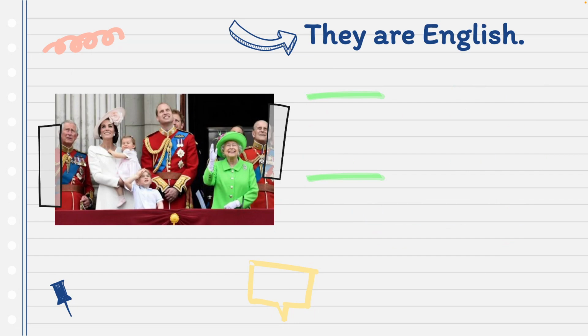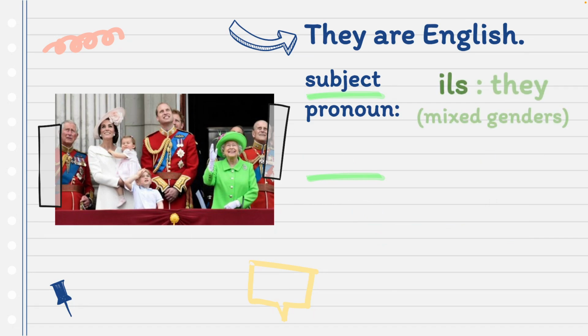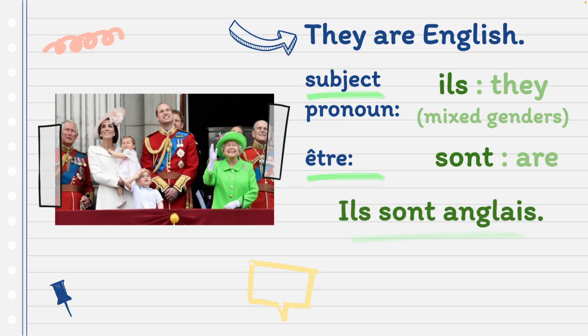They are English. First, our subject pronoun. For a mixed group of people, feminine and masculine, we would use the pronoun ils. Remember, we don't pronounce the S on ils. The form of the verb être that we use is sont. Ils sont. Ils sont anglais. If it was only a group of women, we could say elles sont anglaises.